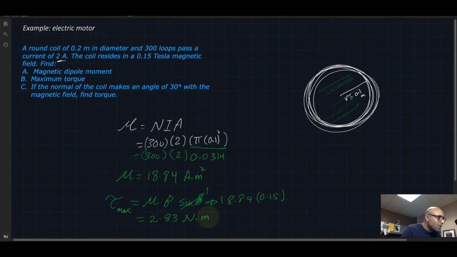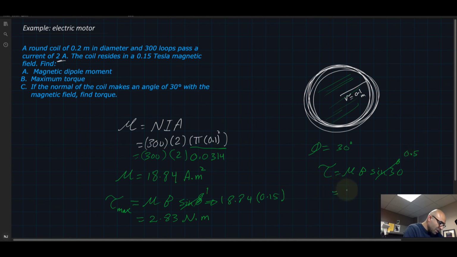All right, so now the last part says the normal to the coil, which makes an angle of 90 degrees with the surface of the coil, makes 30 degrees with the magnetic field. So they're telling us that phi is equal to 30 degrees. Let's find the torque. The torque is equal to mu times B times sine 30. That's it. Sine 30, I remember it, it's 0.5.